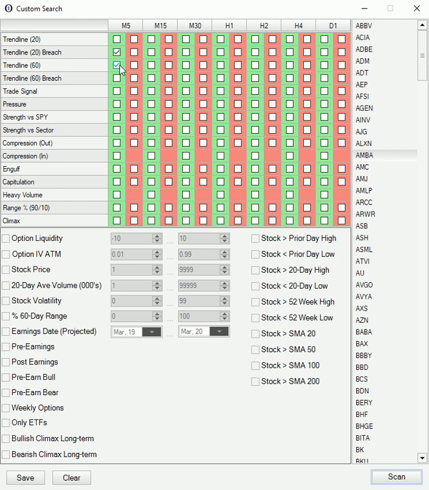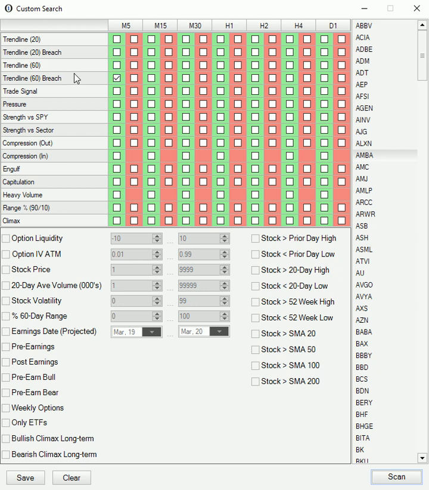Now if I go to the bullish trendline 20 breach, this is an actual trend line breach. So this would be a downward sloping trend line for the last 20 periods on an M5 chart, and the breach means that the stock is currently trading above that downward sloping trend line. Hence, it is bullish.